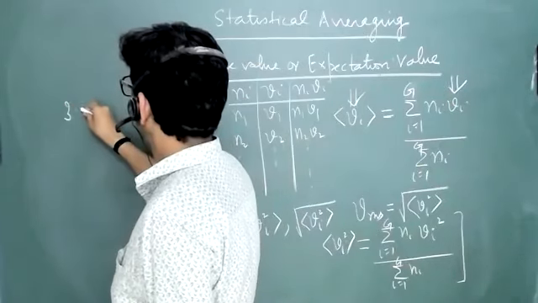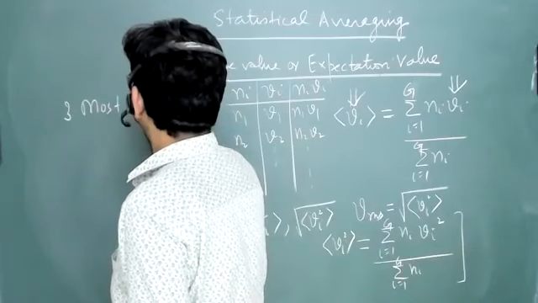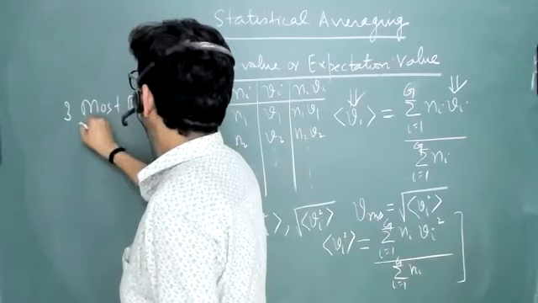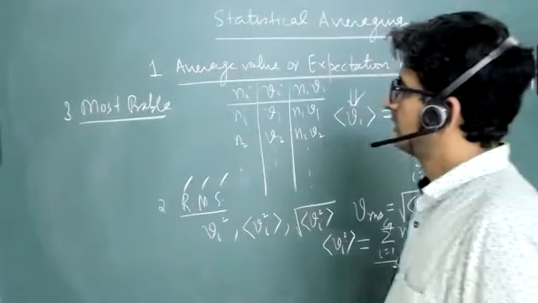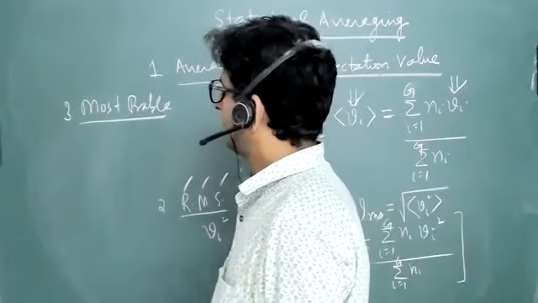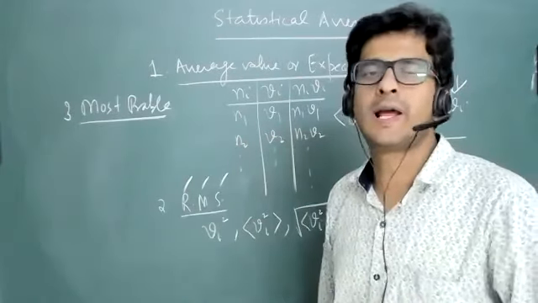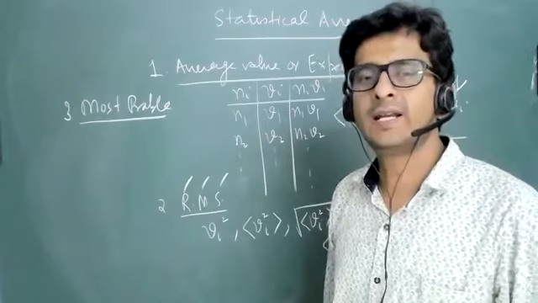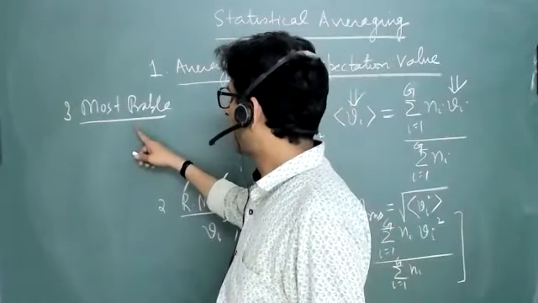another quantity which is called most probable. Most probable. So this is clear by the name, most probable. So this will be a quantity which is occurring more times. The probability of getting that quantity is higher. So that will be called most probable.